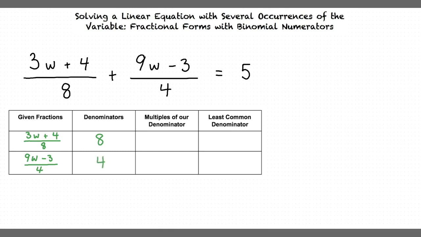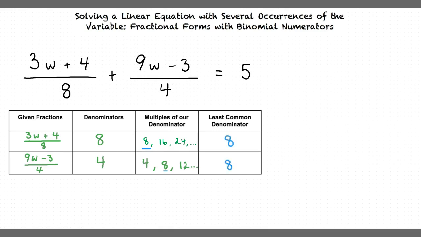4. The multiples of 8 are 8, 16, 24, and so on. The multiples of 4 are 4, 8, 12, and so on. We can see that the smallest multiple that each of our denominators have in common is 8. This means that our least common denominator is 8.